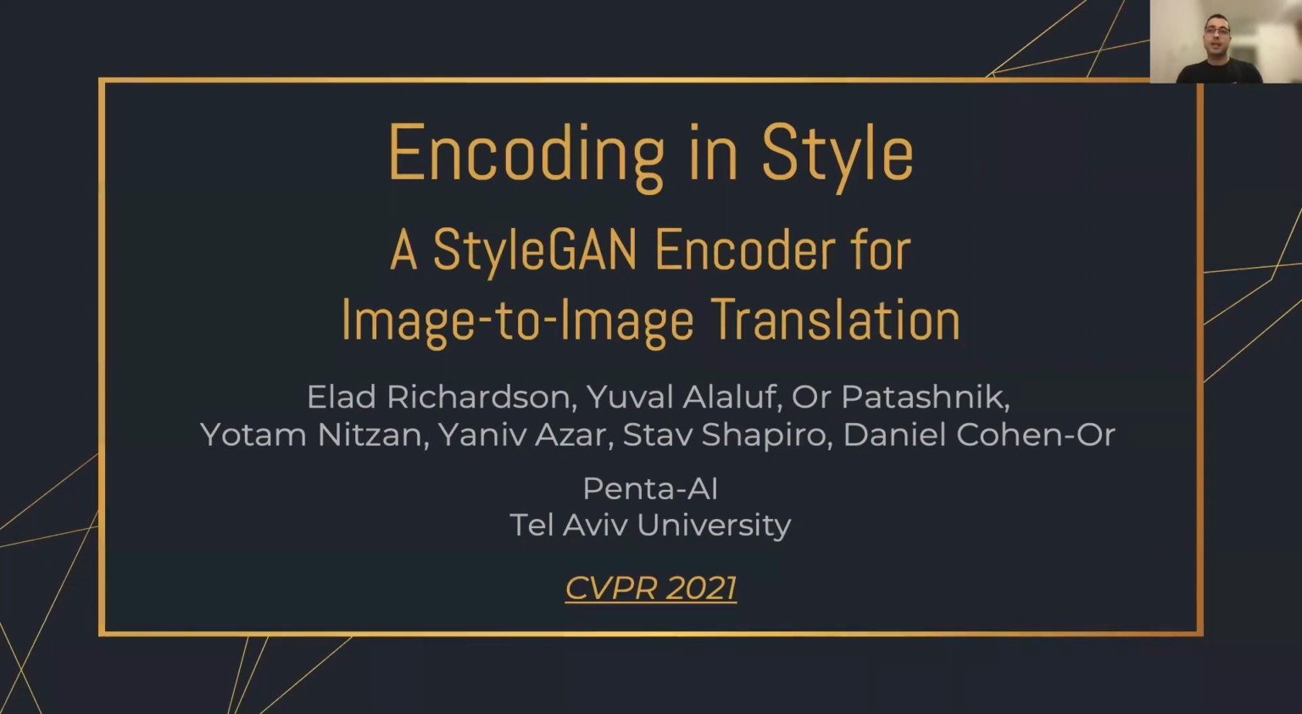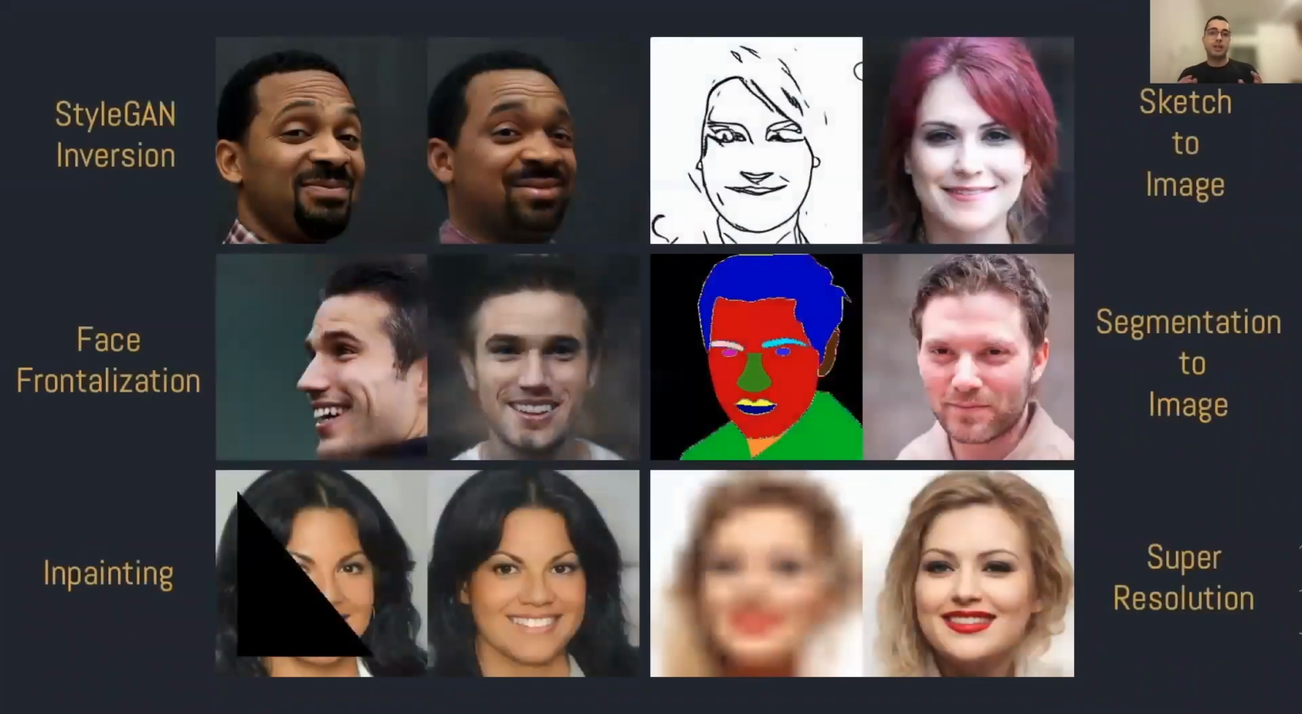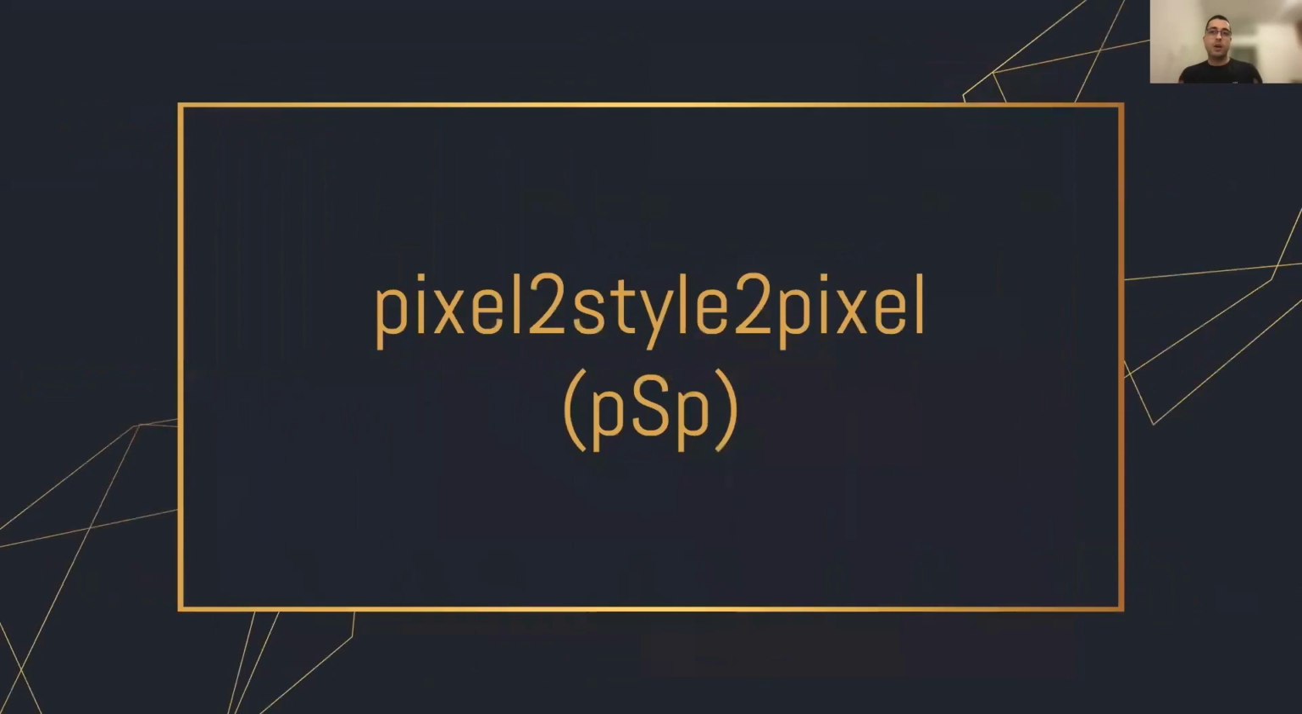In Encoding in Style, we propose a new encoder for StyleGAN inversion. But beyond this inversion task, we've shown that StyleGAN and our encoder can be used to benefit many different image-to-image applications, for example inpainting, sketch to image, and super resolution. We called our encoder pixel to style to pixel, or pSp for short, because we start with an image, encode it into its latent representation, and then return a new image that corresponds to the transformation that we want to attain.